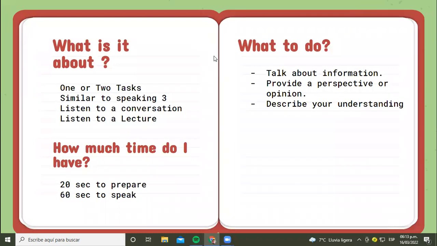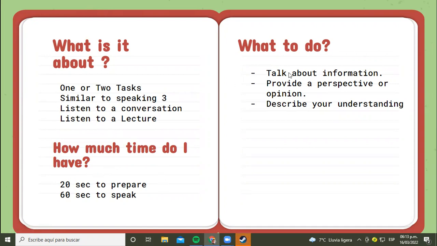So speaking 4, what is it about? First, let's review some of the things you have already covered. You will have 1 or 2 tasks. It is really similar to speaking 3. First, you will have to listen to a conversation or to a lecture. It can be one of them. How much time do you have? You will have 20 seconds to prepare and 60 seconds to speak. You have to use this time to prepare your answer and organize your ideas so that you can express what you have in mind.